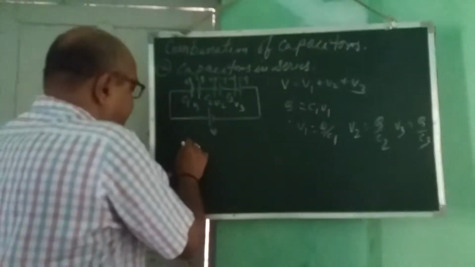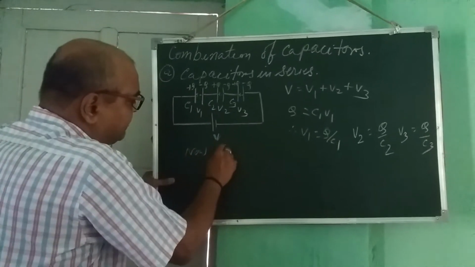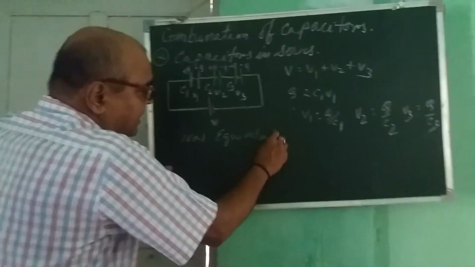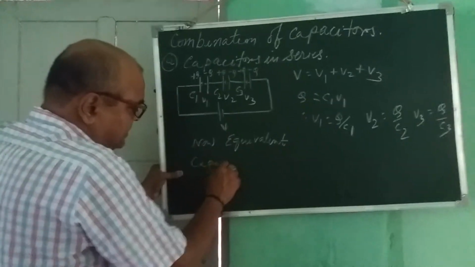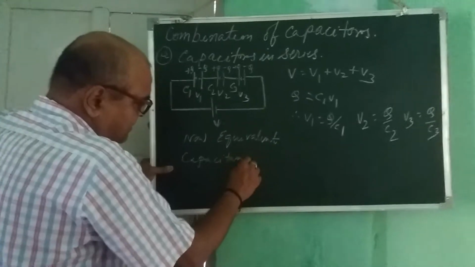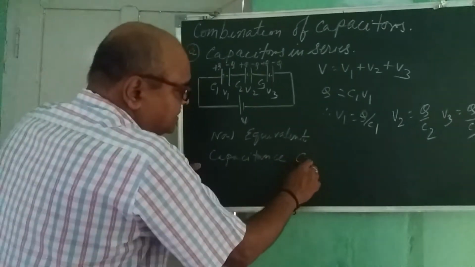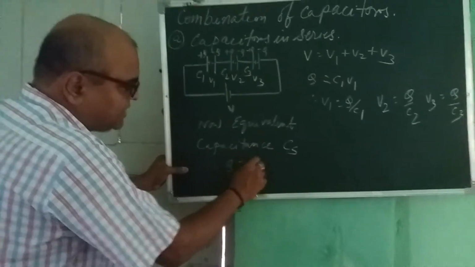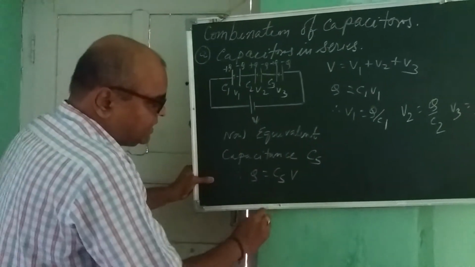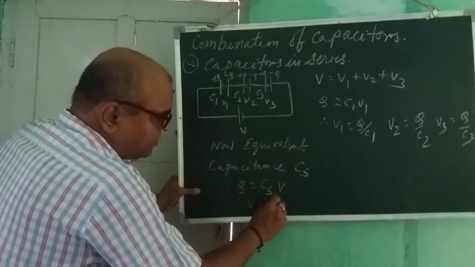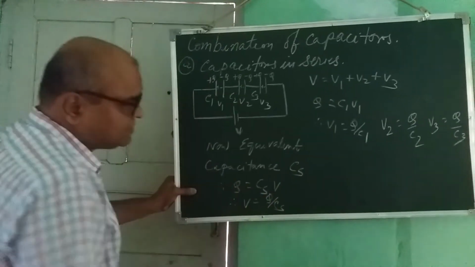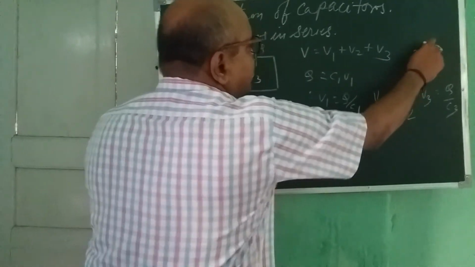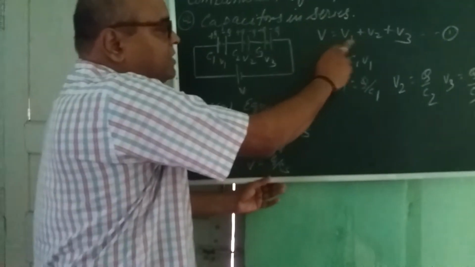Now the equivalent capacitance is CS. Therefore Q is equal to CS into V. Therefore V is equal to Q by CS. Now we put the value in equation, that is equation 1.